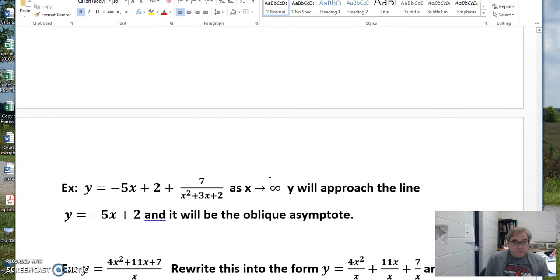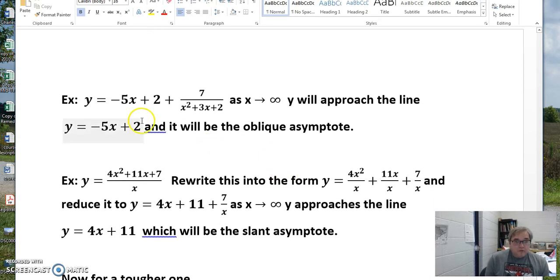Here's another example, a couple more here. y equals negative 5x plus 2 plus 7 over a monstrosity. But as x goes to infinity, this whole term is going to go to 0. And I'm basically left with y equals negative 5x plus 2. These two will act the same for large x. So instead of talking about this whole ugly rational function, I could just have this nice little linear function.